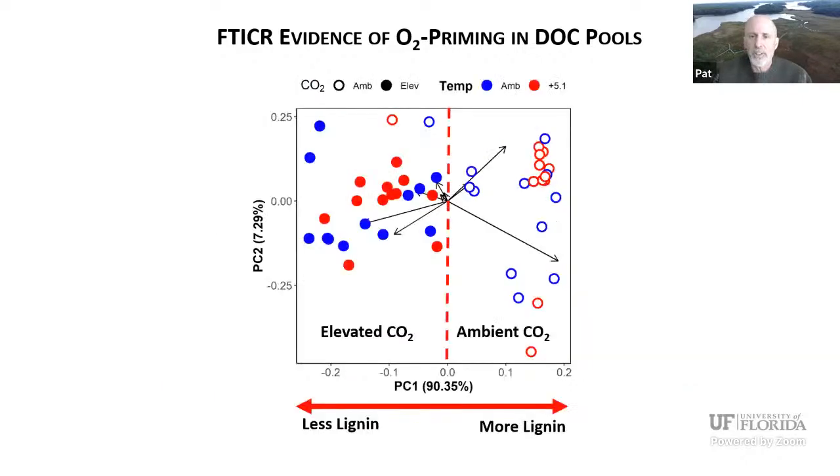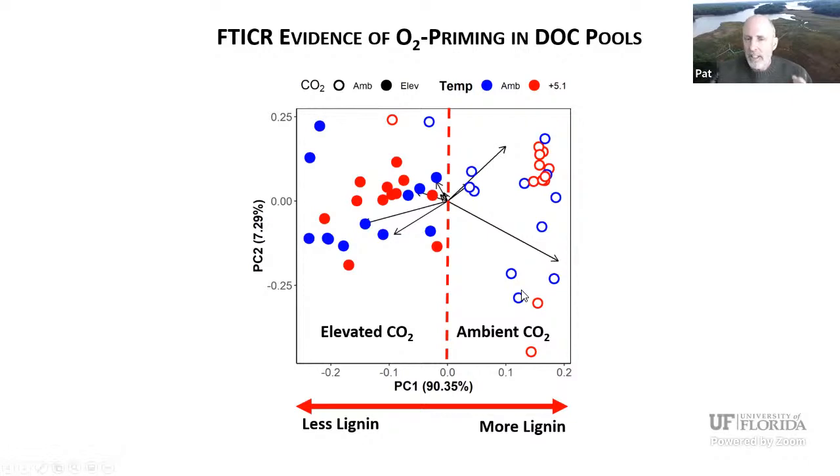And finally, we get this graph, which is more FTICR data, but in a different form. It's a PCA plot, and you can see that the elevated CO2 plots fall on the left, which we interpret as meaning there's less lignin in the dissolved organic carbon pools under elevated CO2. So this is all indirect biogeochemical evidence of priming in the field in an in situ experiment.